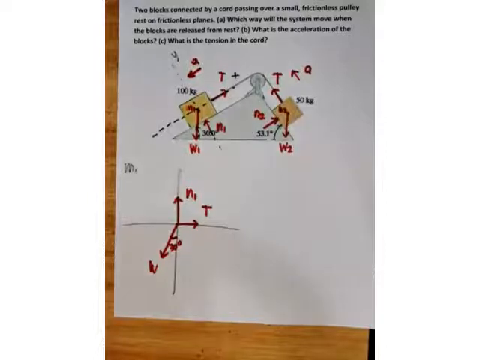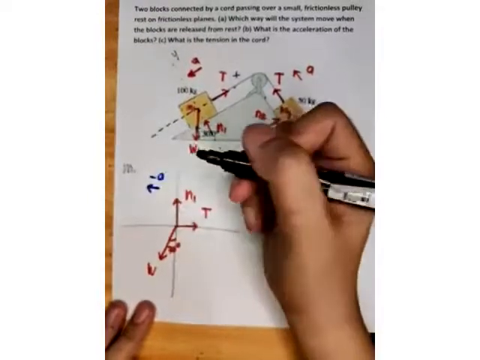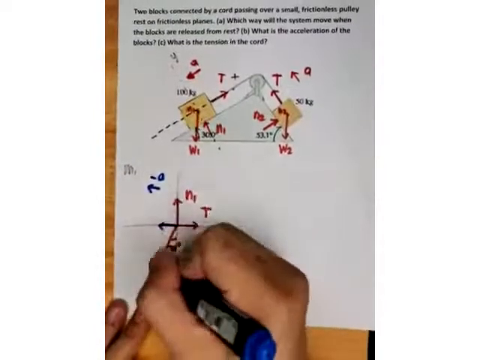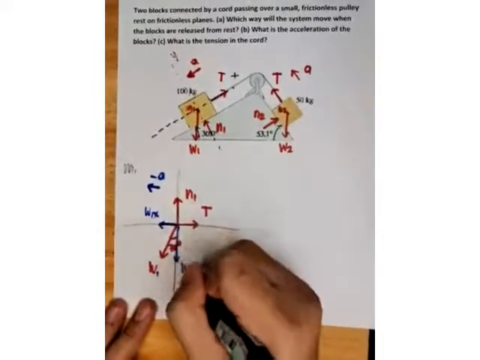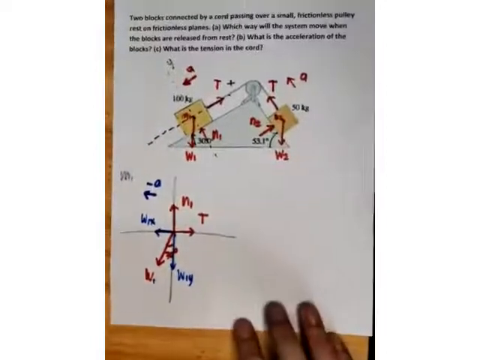Ayan. So don't forget the acceleration is in this direction. So therefore it's negative A. And then the components of our weight. So we have weight 1x and then we have weight 1y.